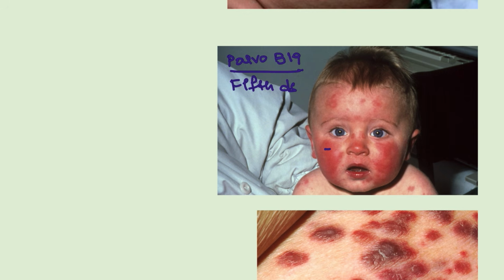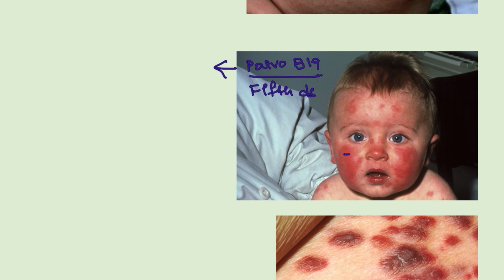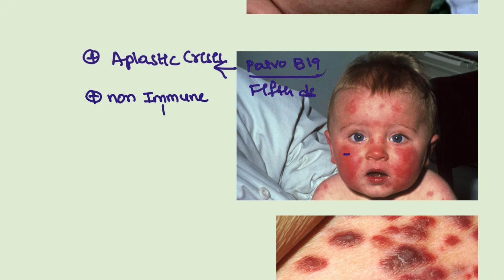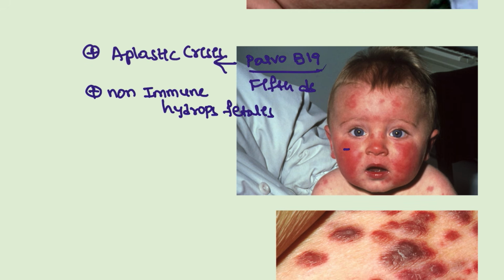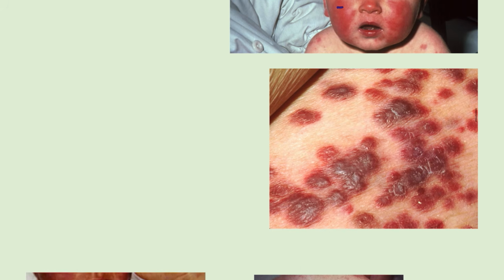Not only does parvovirus cause this, it can also cause aplastic crisis, and non-immune hydrops fetalis is also seen in patients with parvovirus B19 infection. And this is the presentation of Kaposi sarcoma seen in HIV patients.